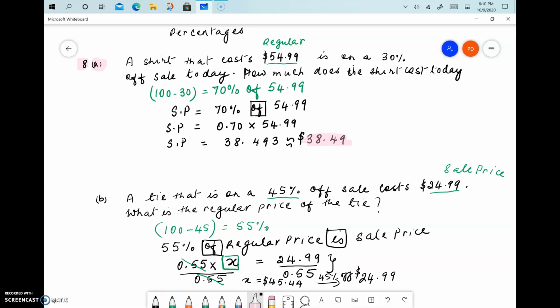So in these problems, we have to be careful about what's given to us. In problem A, the regular price was given to us, so that was pretty straightforward. But in the second problem, the sale price was given to us. So that's where we need to set up an equation. And this would be the best way to think about it. Write it as a sentence first, and then convert it into an equation.